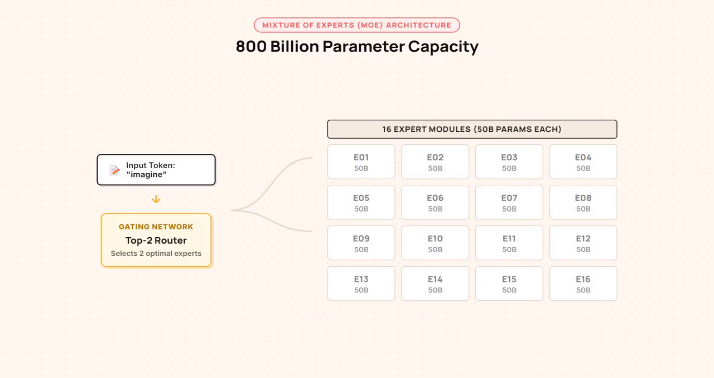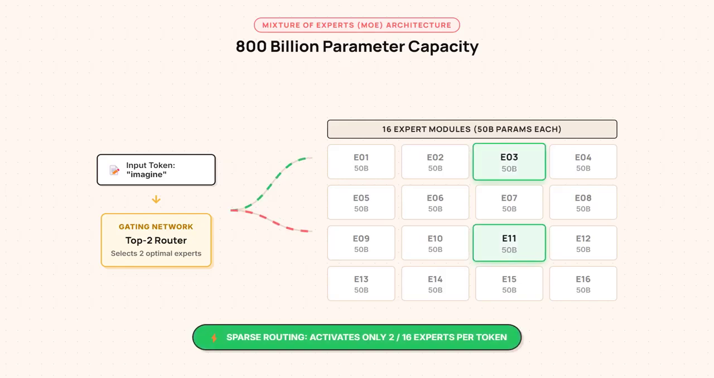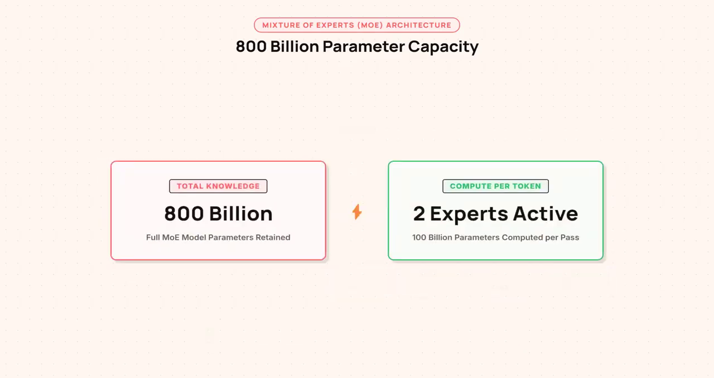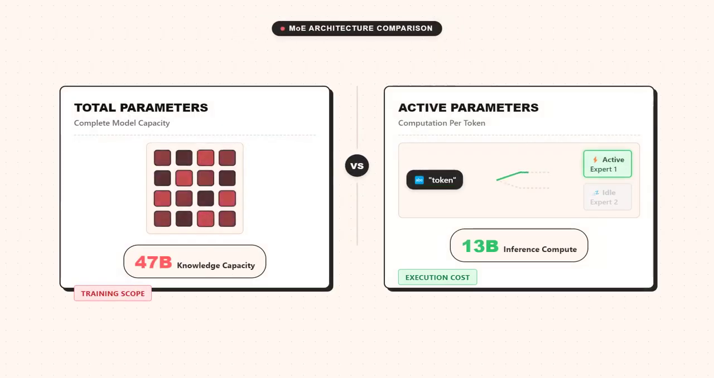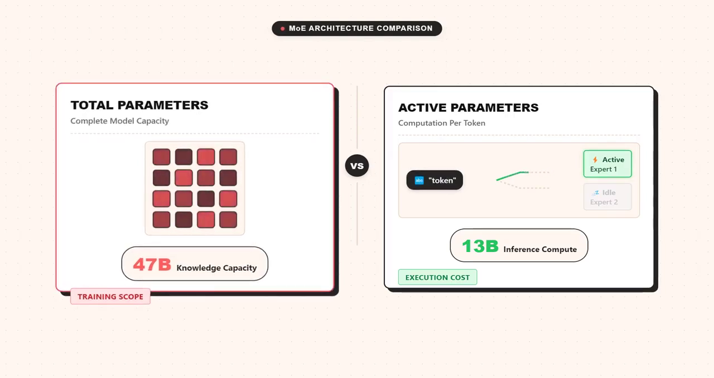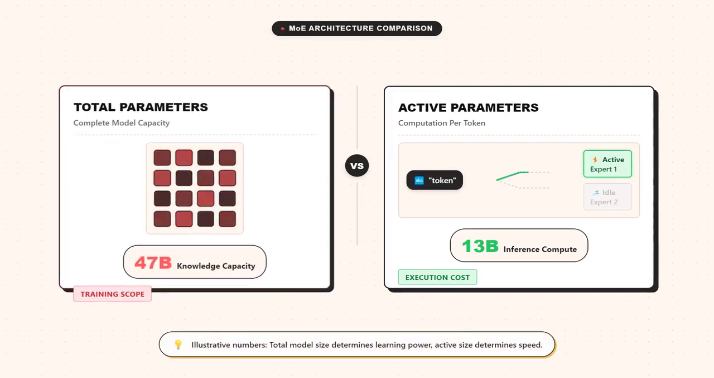But perhaps the MoE model divides much of that capacity into 16 experts and activates only 2 experts for each token. The full model still contains 800 billion parameters. Those parameters contribute to what the model can learn during training. But the amount of computation used for an individual token might be closer to what you would expect from a much smaller model. These numbers are only an illustration, but the distinction is important.